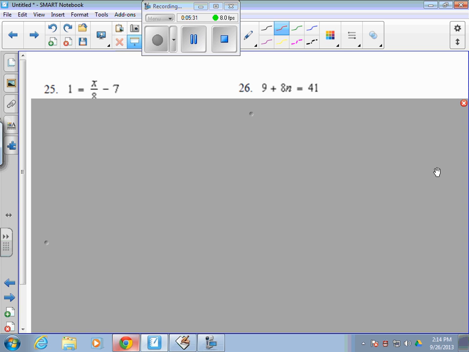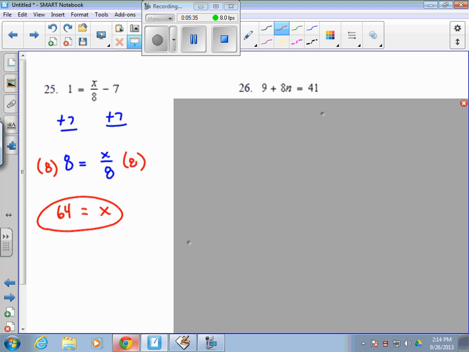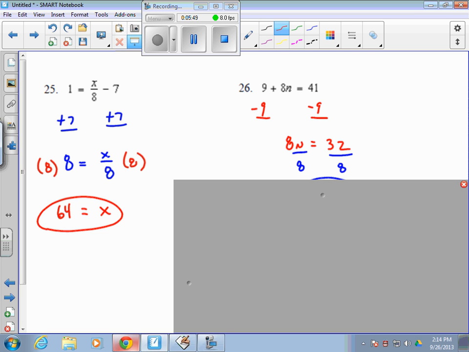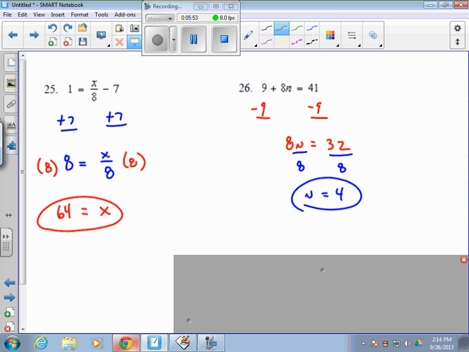25, 1 equals x over 8 minus 7. Get rid of minus 7 by adding it to both sides. So you have 8 equals x over 8. Get rid of x divided by 8 by multiplying 8 on both sides. 8 times 8 is 64. Get rid of positive 9 by subtracting 9 on both sides. 8n is equal to 32. Get rid of 8 times something by dividing it by 8 on both sides. And n's value is equal to 4.